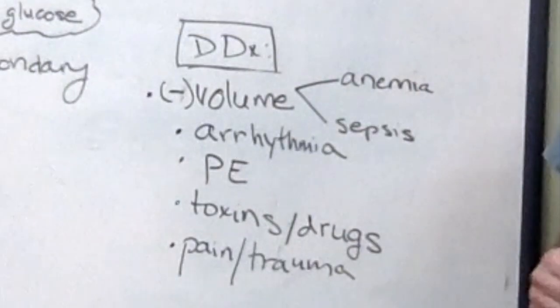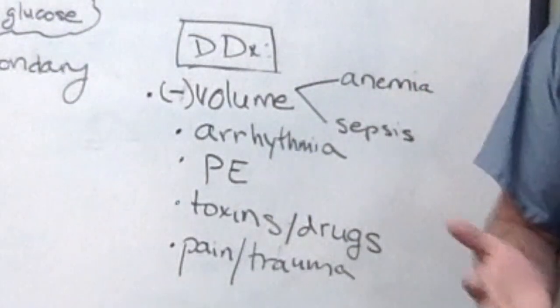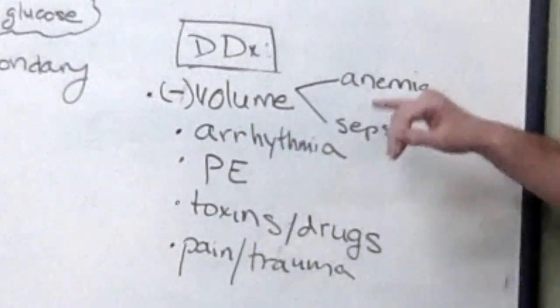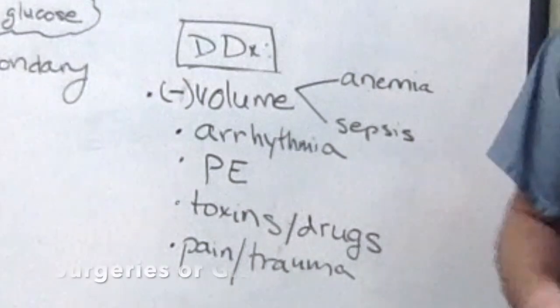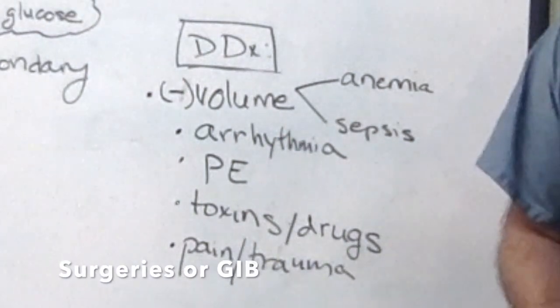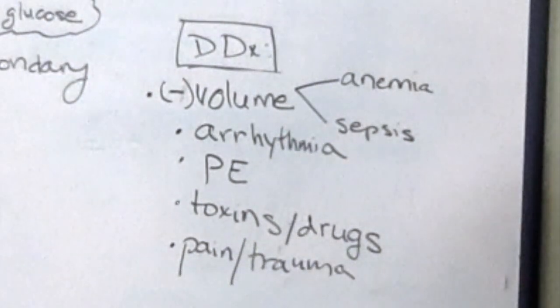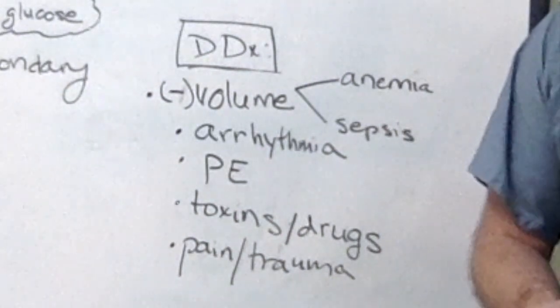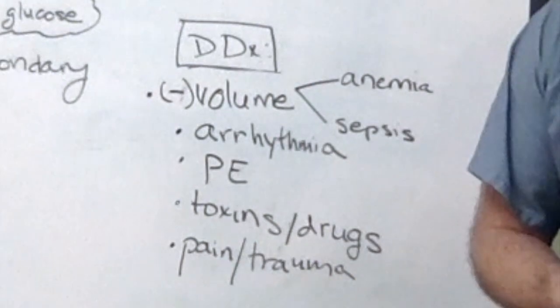For us, definitely one of the things you're going to see is volume depletion. Why is the patient depleted? Is this an issue with anemia? Have they had any recent surgeries, any recent injuries? Are you worried about a GI bleed? Is it secondary to sepsis? Is this a patient that, on chart review, has been admitted for fevers?